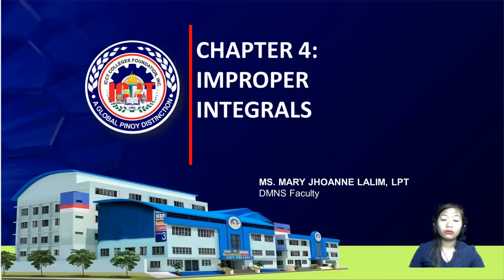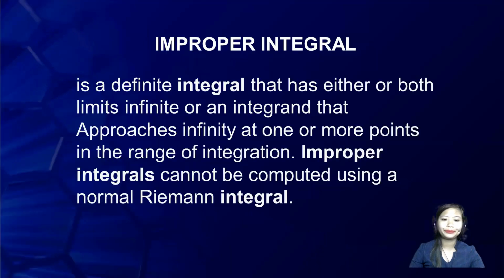For today's video, we're going to discuss Chapter 4, Improper Integrals. Let's first define what an improper integral is. An improper integral is a definite integral that has either or both limits infinite, or an integrand that approaches infinity at one or more points in the range of integration. Improper integrals cannot be computed using a normal Riemann integral.